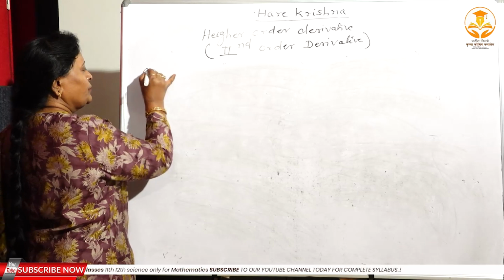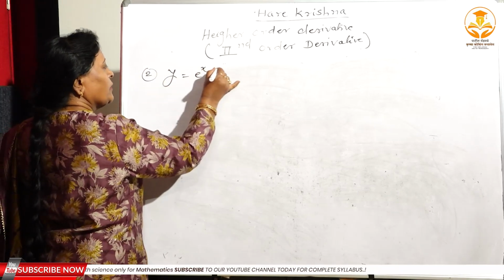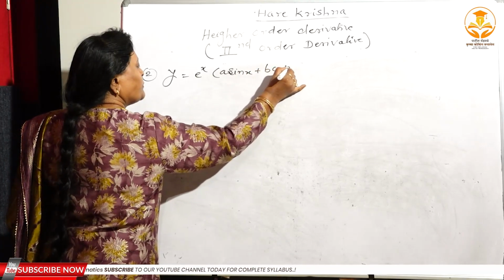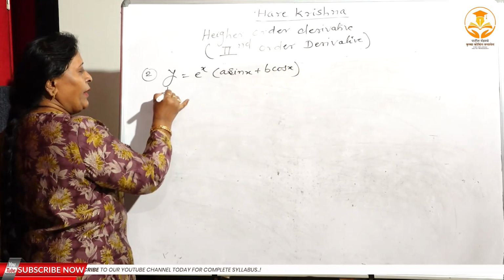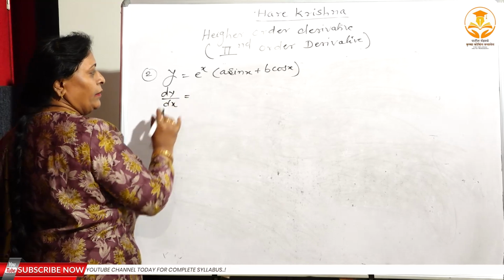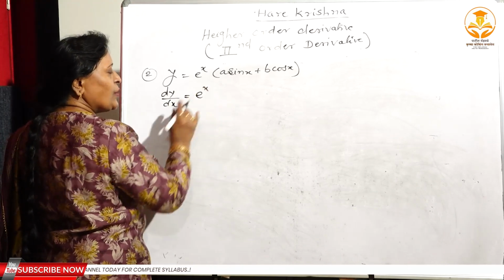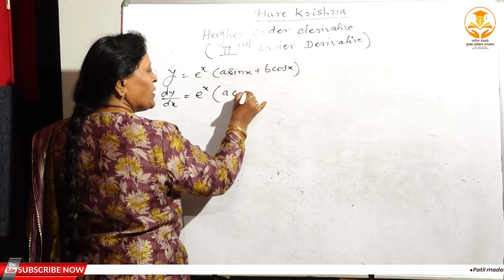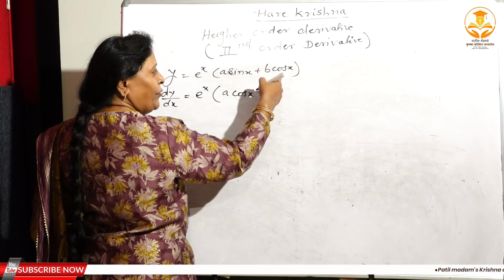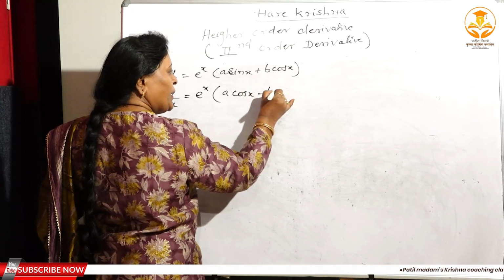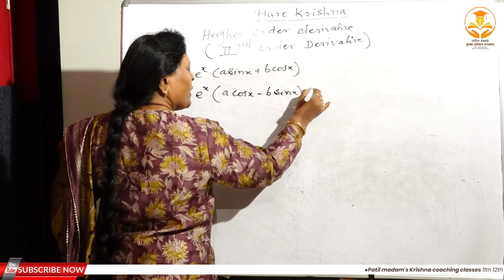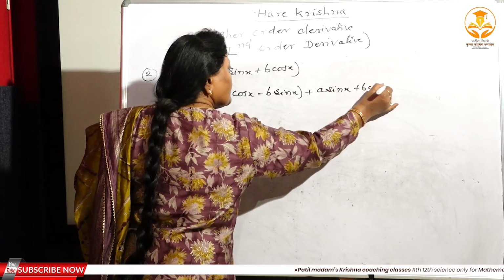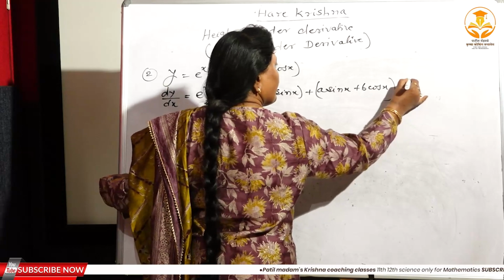Second one, y is equal to e raised to x into a sin x plus b cos x. See, dy by dx. Again, apply the multiplication rule. E raised to x remains as it is. Here a remains as it is. The derivative of a sin x is cos x. b remains as it is. The derivative of b cos x is minus sin x, means minus b sin x. Again a sin x plus b cos x remains as it is, and the derivative of e raised to x is e raised to x.